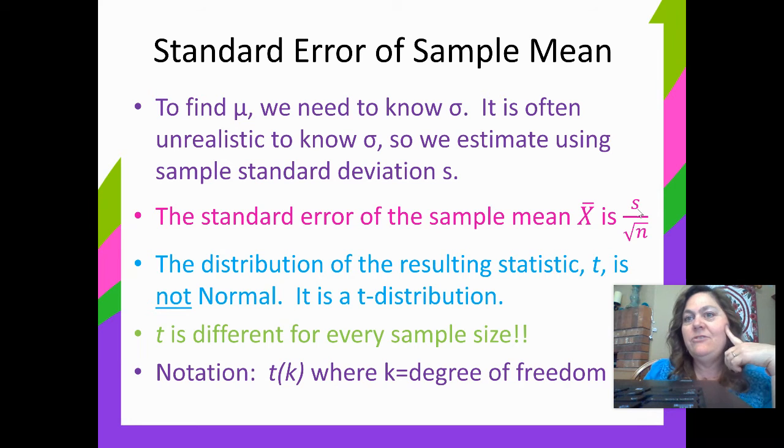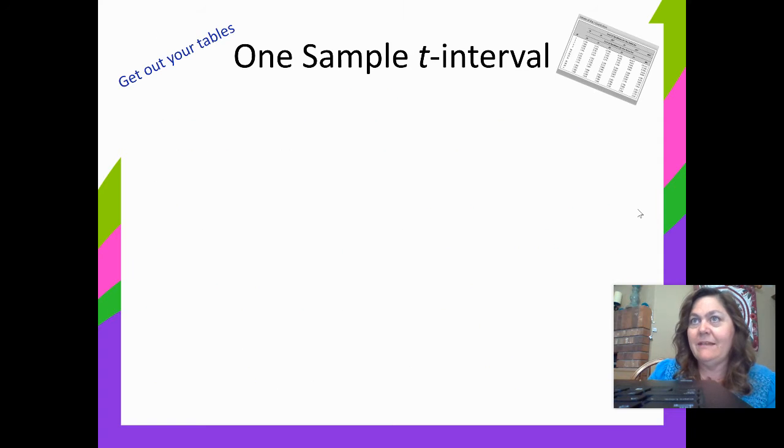But you'll see the notation here. It's called t of k, where k is called the degree of freedom. I don't see the k very often. Usually now you'll see df for degree of freedom. Let's talk about what that is.